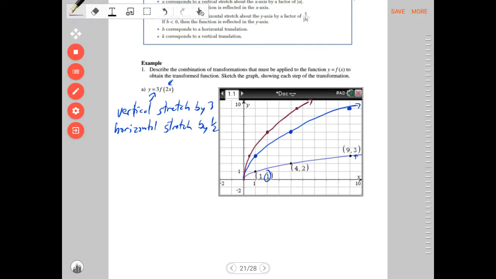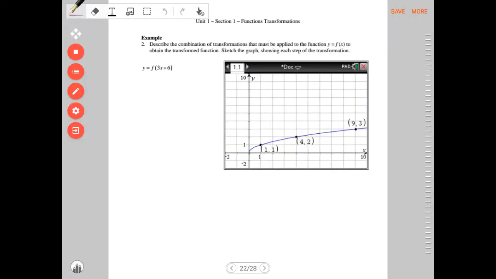Okay, so that's how we do it. That's how we take each individual part and translate or transform it. So next, number 2. Describe the combination of transformations that must be applied to this function to obtain the transformed function. Sketch the graph showing each step.